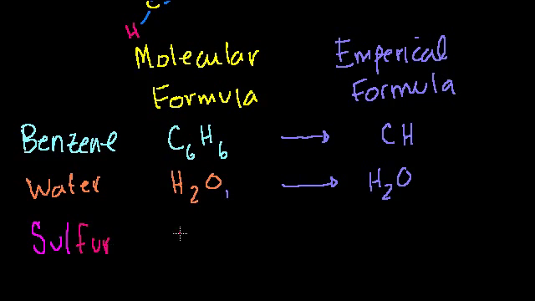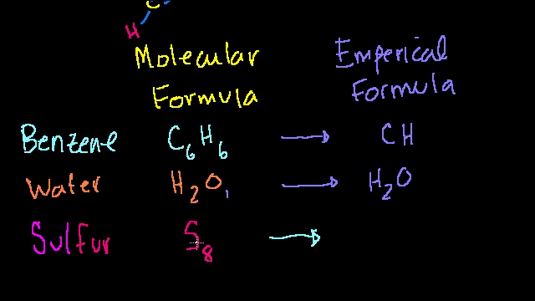Sulfur. So the molecular formula is S8. It forms this neat kind of octagon-looking chain of sulfurs. That's what it really is, and if I were to draw that, you would see it, and you could look it up on Wikipedia if you like. But its empirical formula: if you had just a bag of sulfur, you don't know that each molecule has 8 sulfurs. You just have a big bag of sulfur.